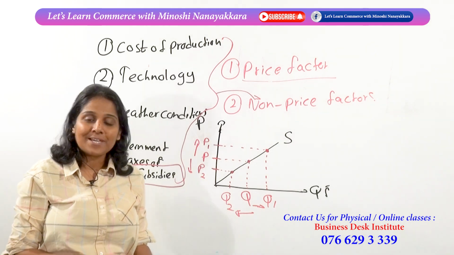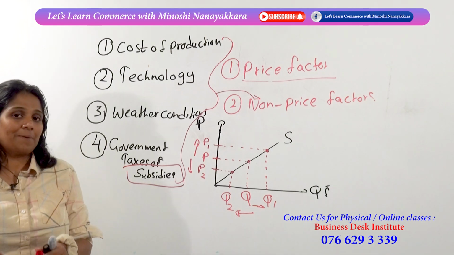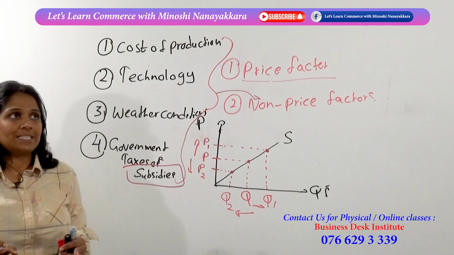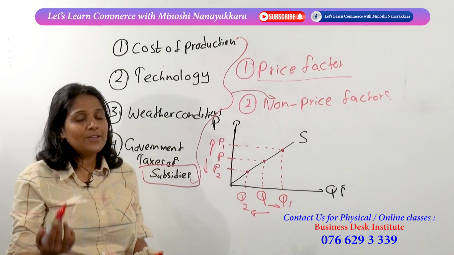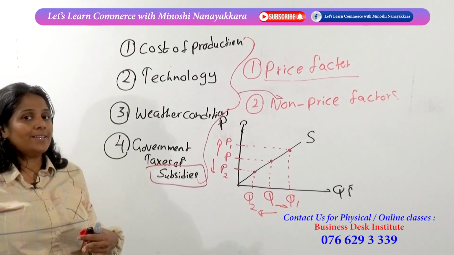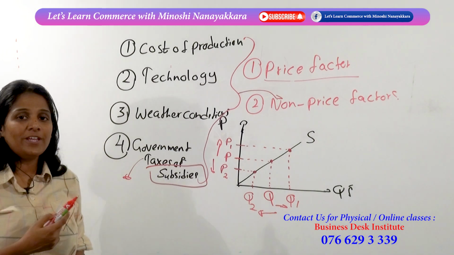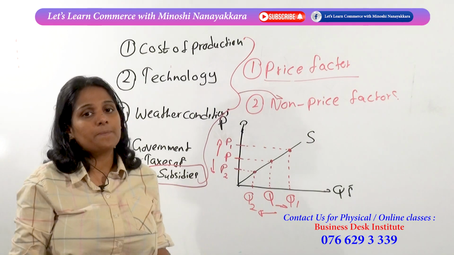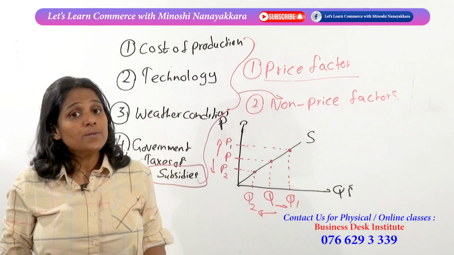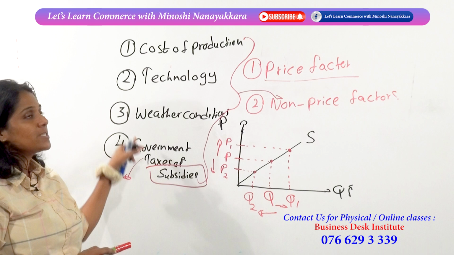And also sometimes, when the government wants to discourage some producers, it can be on imports, for example, they impose taxes. So when new taxes come, it negatively affects the supplier and they are going to reduce their supply. Right, now I hope you understood these non-price factors.